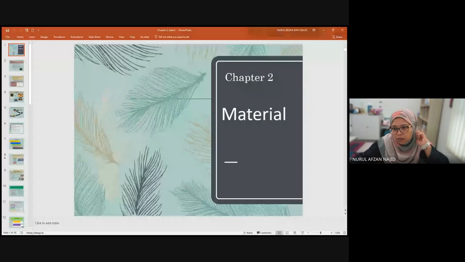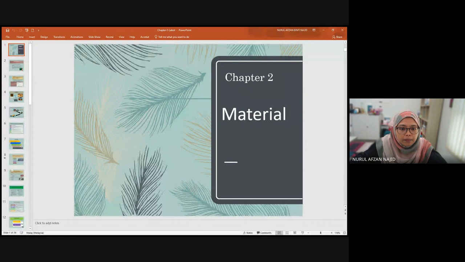Saya nak share slide. Lupa pula nak share slide tadi. Sekejap ya. Okay. Everyone dah ada ya chapter 2 punya slide? Dengan you all semua, calculator ada. Okay, so, boleh nampak saya punya slide, Atira? Boleh, madam. Okay, good.